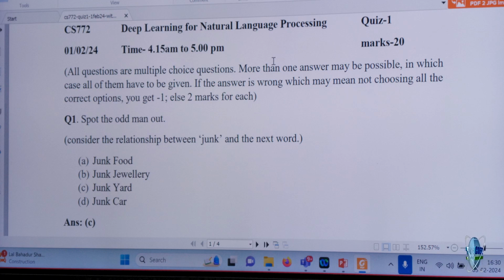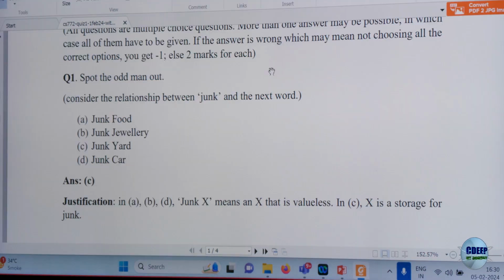Food that is junked, valueless, rotten. Jewelry that is valueless, not actual gold, maybe artificial. Yard that is valueless, yard that is junked. Junk car, car that is junked. So the odd man out is C, because the relationship that holds between junk and the next word is common for A, B, and D. C is the odd man out. Any objection? And if the objection takes a long time, then you will have to write it in the crib and we'll get into it.